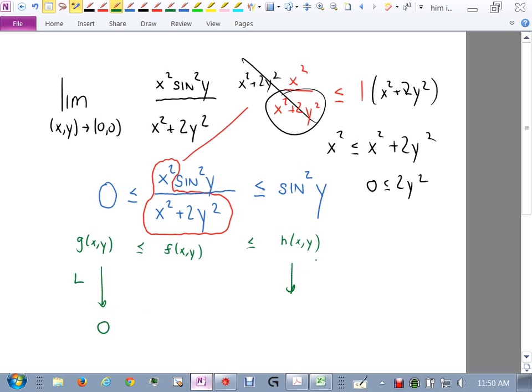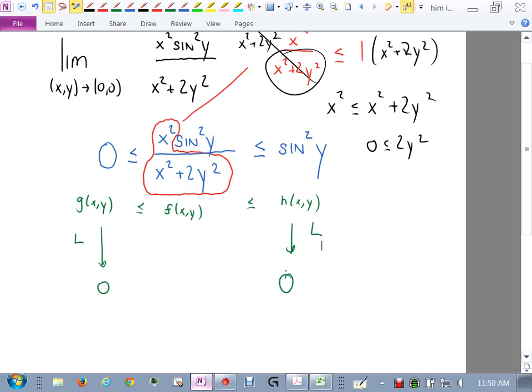This side, I'm taking the limit as x, y approaches 0, 0. Why can I do this one and get an answer and not have to check every path? Why? There's no x. So we're back to Cal 1. This is just a function of one variable now. Sine squared y. Let y go to 0. Sine of 0 is 0. 0 squared is 0. So that's just going to 0. Therefore, the one in the middle must go to 0 also. And so, squeeze between. The limit is 0. I don't have to check all the paths.